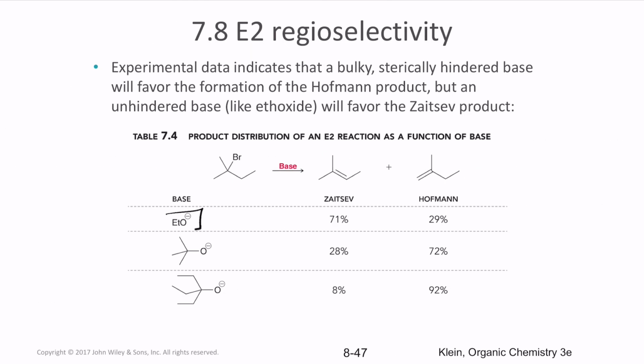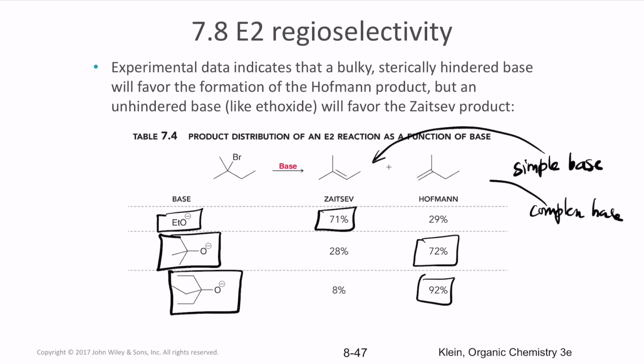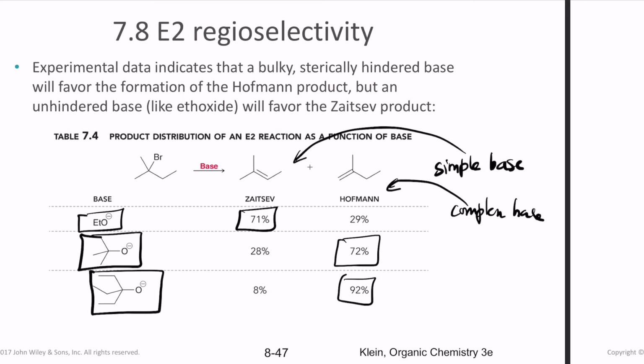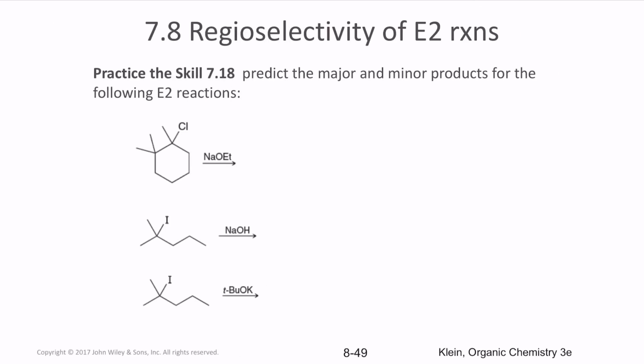If the base here is ethoxide, it generally creates more Zaitsev product. But if you use a bulkier base, for example tert-butoxide or any more substituted base, the more substituted the base, the more Hofmann product results. So if you use a simple base, it creates the Zaitsev product. If you use a complex base, it creates the Hofmann product. So this is the difference between the two. Use that principle now and try to solve these problems.